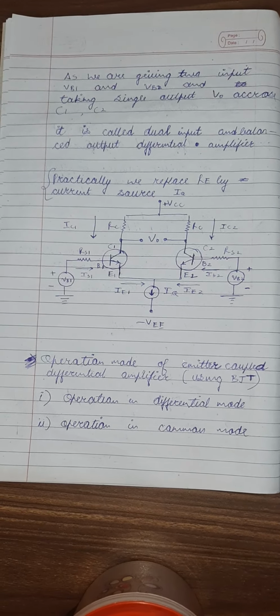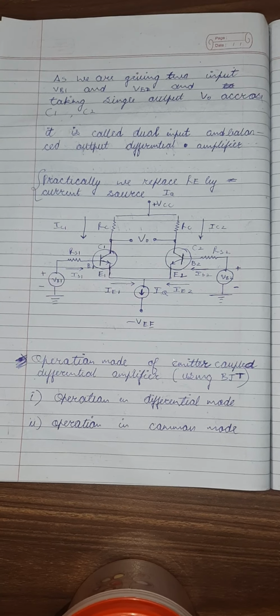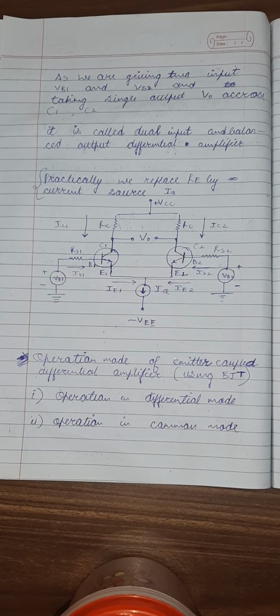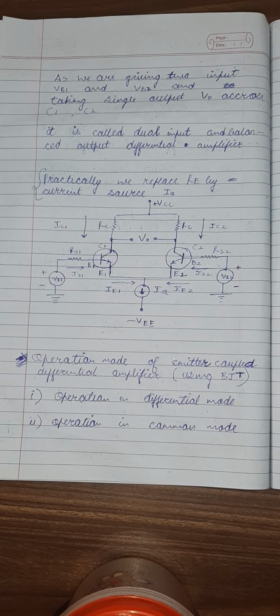So we are going to have a brief look at the operation modes of the emitter coupled differential amplifier using BJTs. There are two types of operation mode. The first one is differential mode, and the second one is common mode.